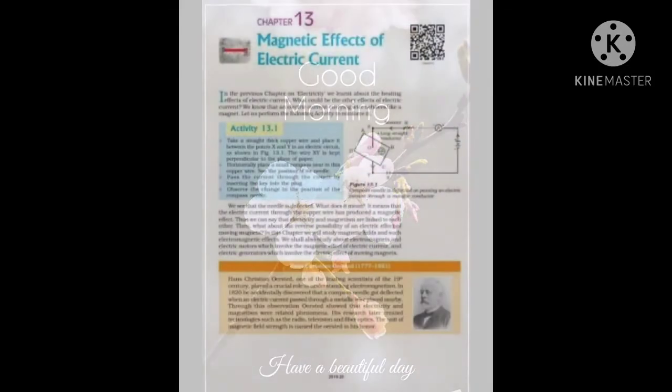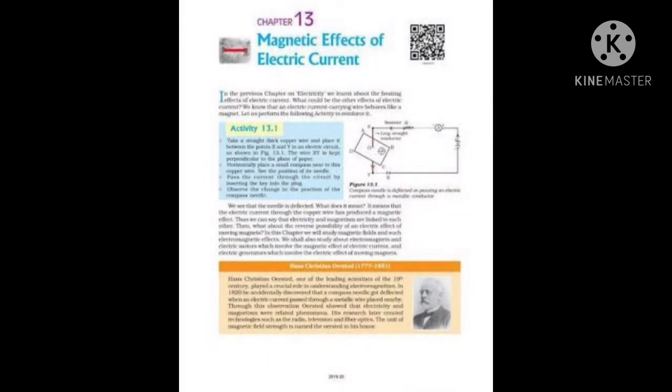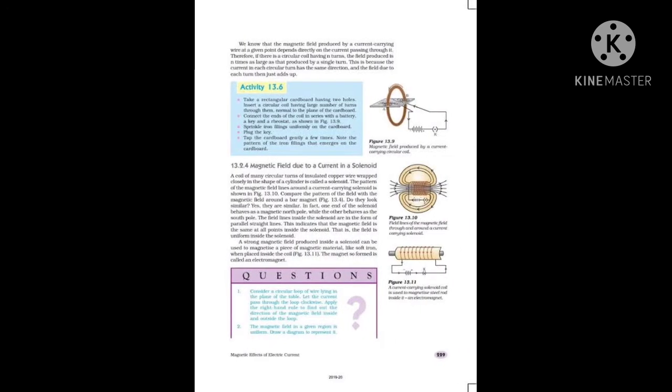We were doing chapter 13, Magnetic Effects of Electric Current. Today, we will do magnetic field due to a current in a solenoid. Let us see what is a solenoid.